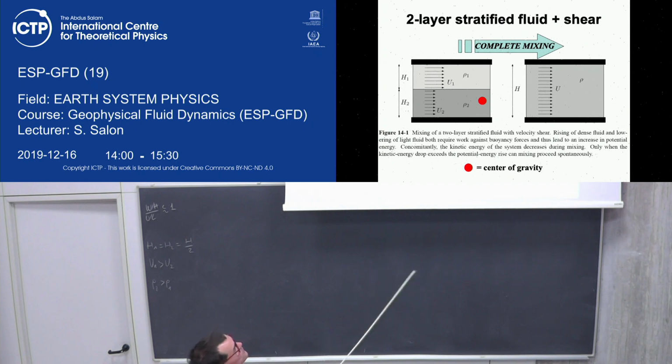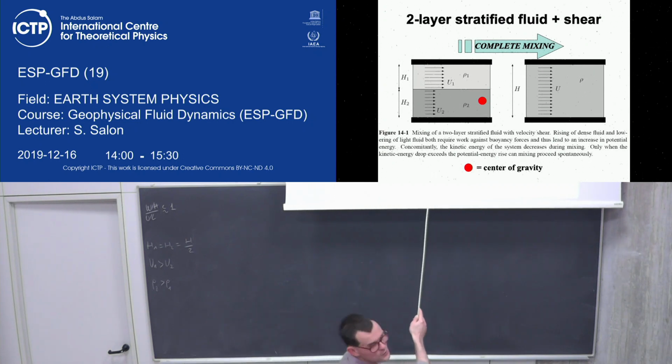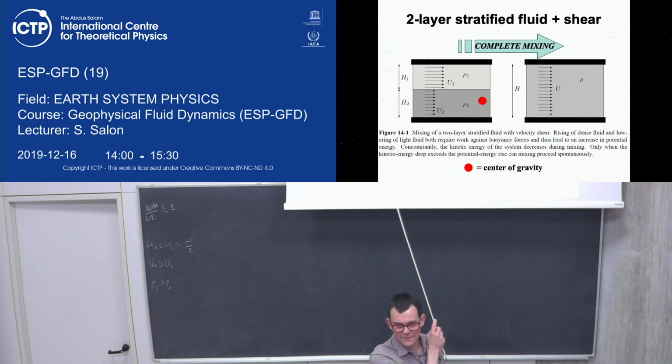So, here is the center of gravity. Why do we have the center of gravity here?